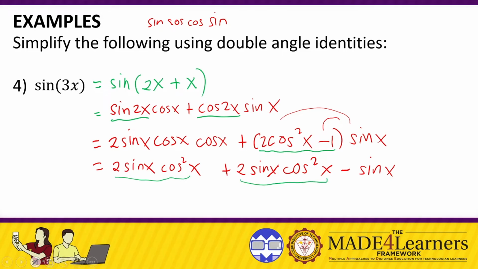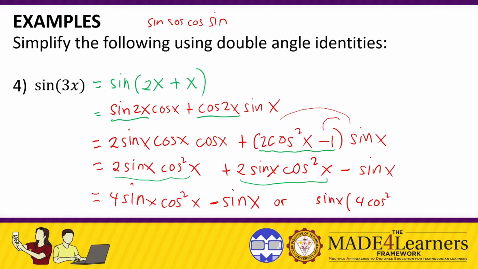Okay, so we can actually combine it. So we have 2 plus 2. They are actually now similar terms. So 2 plus 2, we have 4 sine x cos squared x minus sine x. Okay, we can have this as our answer, or we can still factor out sine x. So we'll have sine x times 4 cos squared x minus 1. Okay, so we have this as our final answer.